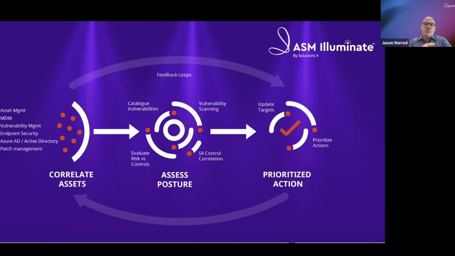And there's a feedback loop where this whole cycle just continues indefinitely. So asset correlation is happening nonstop. Posture assessment is happening nonstop. Prioritized actions are generated typically on a weekly basis, but that can be customized as needed. And there's a feedback loop for every step in the process to drive feedback into the previous process or into the next process, such that over time we're breaking this giant problem down into something where we're eating the elephant one bite at a time. And over time, we're trying to eat the entire elephant.